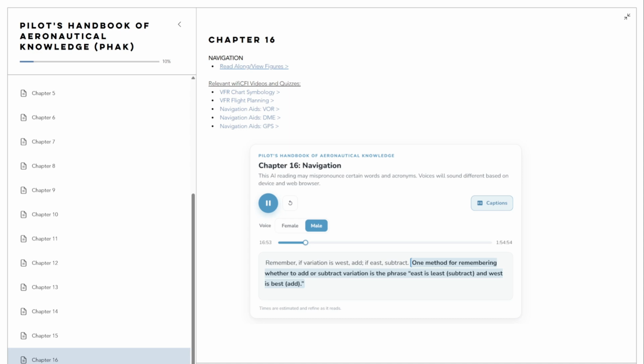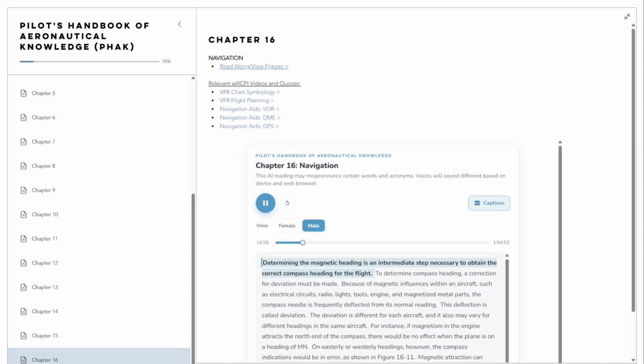Deviation. Determining the magnetic heading is an intermediate step necessary to obtain the correct compass heading for the flight. To determine compass heading, a correction for deviation must be made. Because of magnetic influences within an aircraft, such as electrical circuits, radio, lights, tools, engine, and magnetized metal parts, the compass needle is frequently deflected from its normal reading. This deflection is called deviation. The deviation is different for each aircraft, and it also may vary for different headings in the same aircraft.